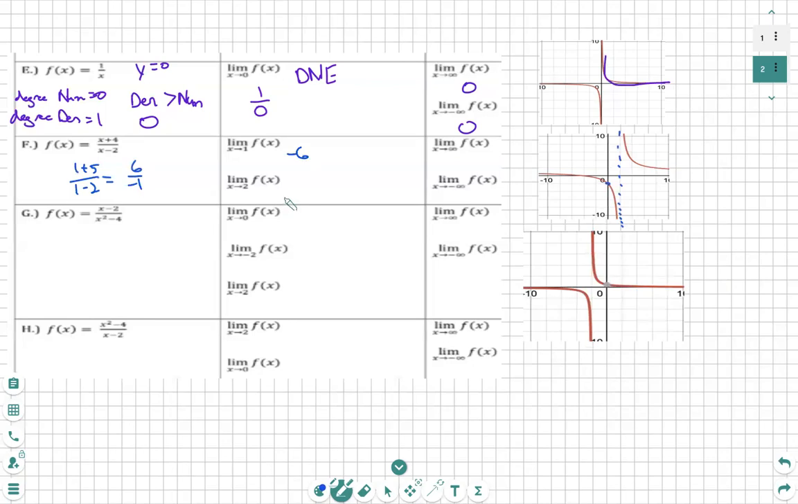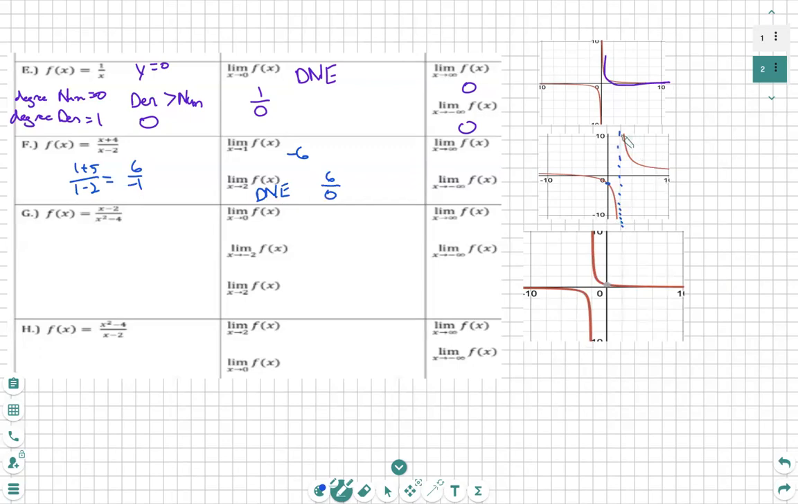We look at 2, and we have an issue. Why? We have x plus 4, so 2 plus 4 is 6, over 2 minus 2, which is 0. That is not allowed, so the limit does not exist. We need to confirm that with the graph. We see, all right, it approaches negative infinity, then positive infinity.